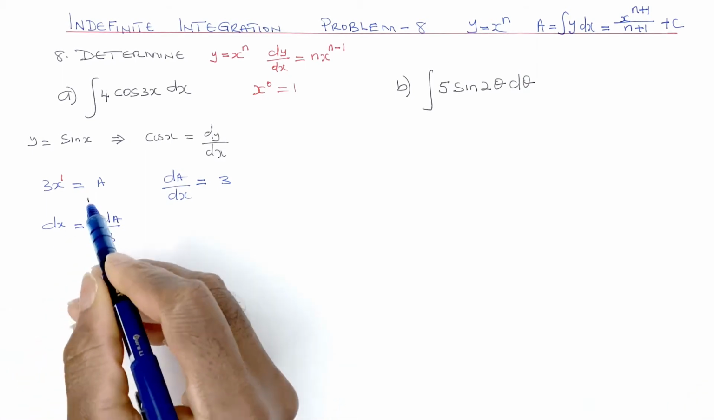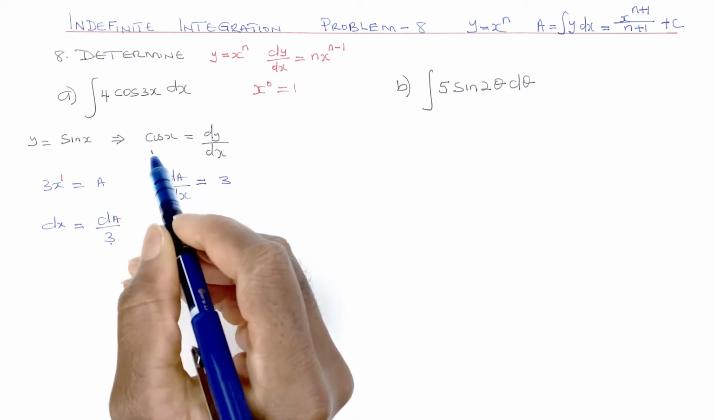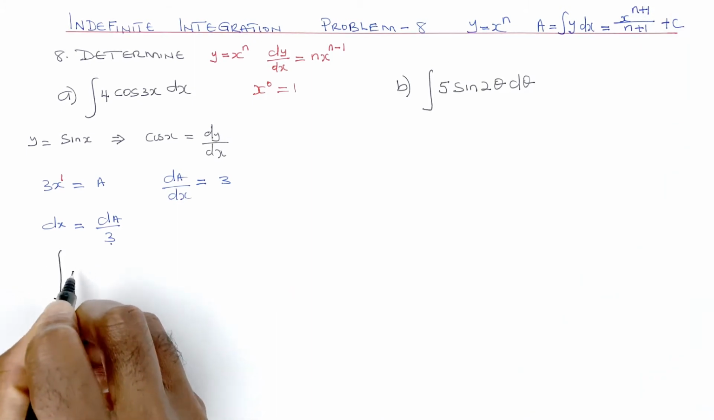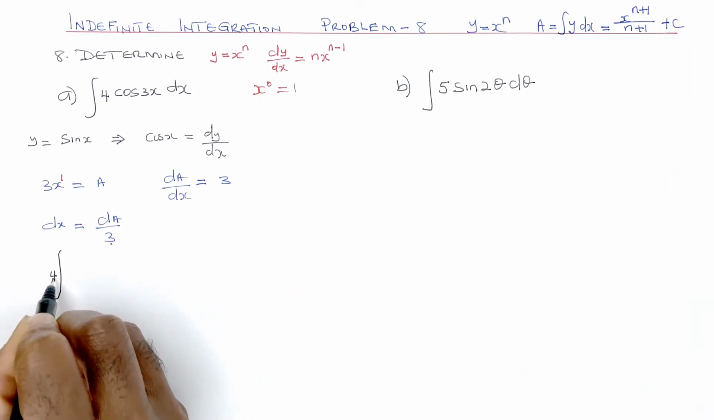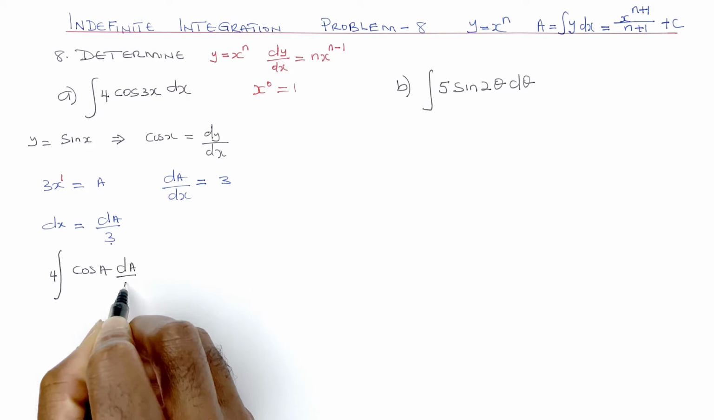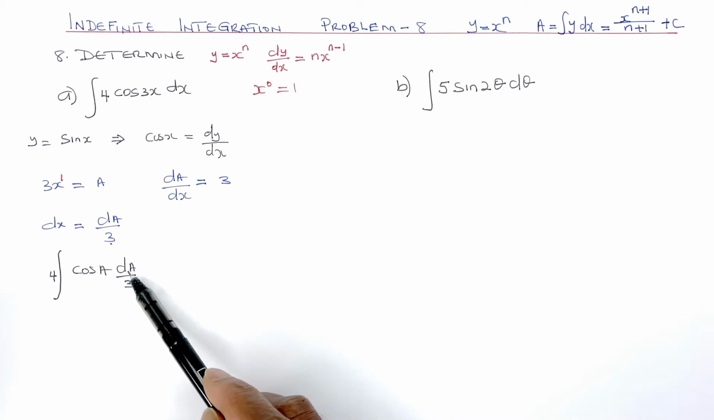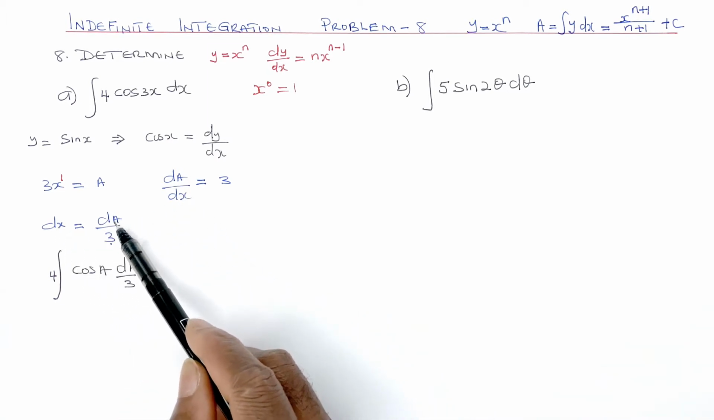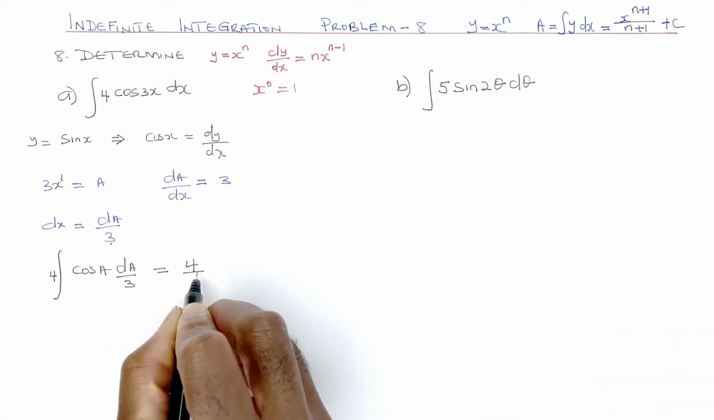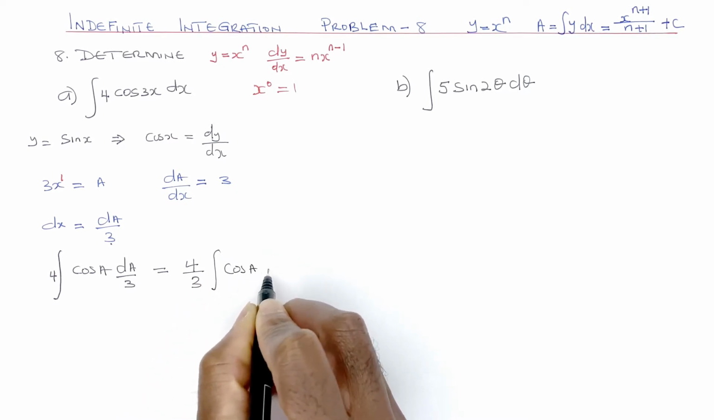So I'm going to replace the dx here by da over 3, and I'm going to replace 3x by a. So now I have the integral of 4, I'm going to put the 4 outside, cos a da over 3. So I've replaced 3x by a, and I've replaced dx by da over 3. So now I can integrate this. That would be 4 over 3 integral of cos a da.